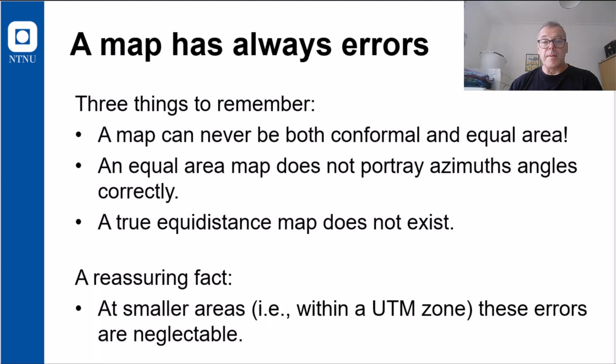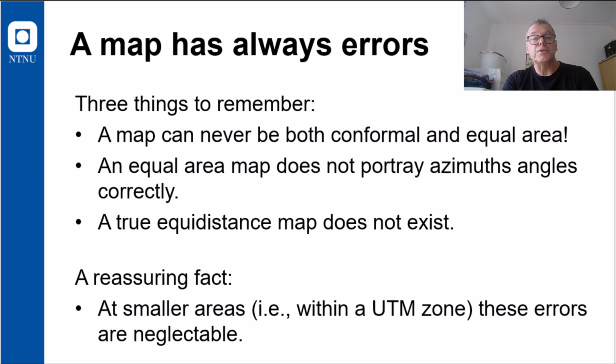So a map always has errors, and there are 3 important things to remember. A map can never be both conformal and equal area. If you have one of the properties, you will not have the other. So an equal area map does not portray azimuth angles correctly. A true equidistance map does not exist.